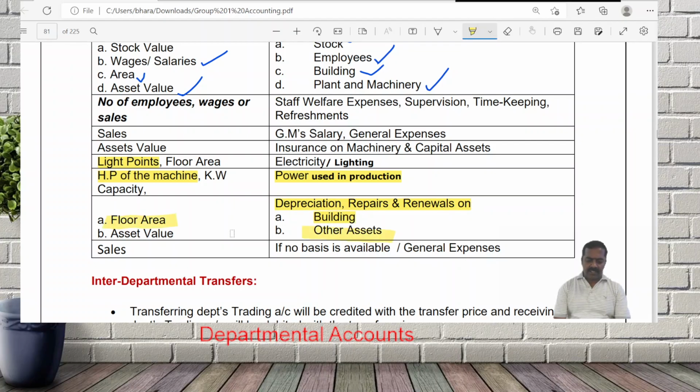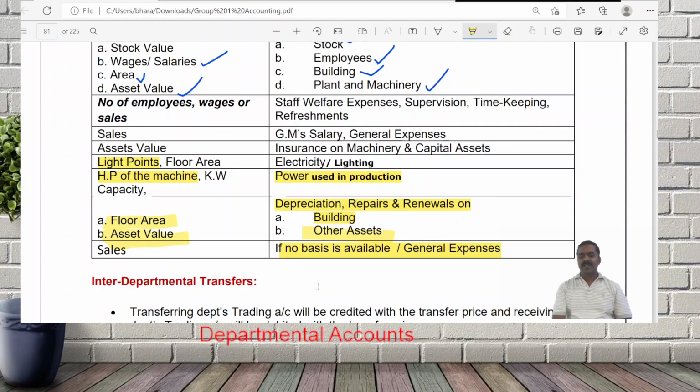Other assets, it will be based on what? Asset value. Sir, in the exam question, they have not given any basis. They have given rent, commission, and insurance, but we are not given data about floor area or light points. What to do? Allocate it based on which one? Sales. So if no basis is available, go by which basis?